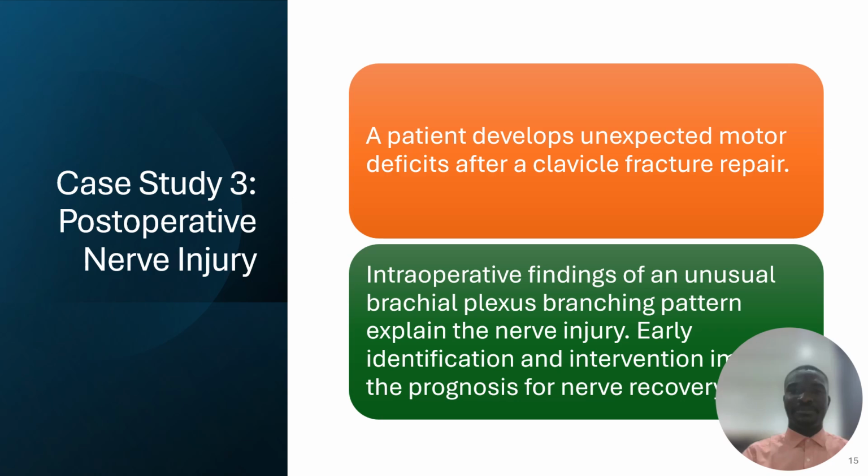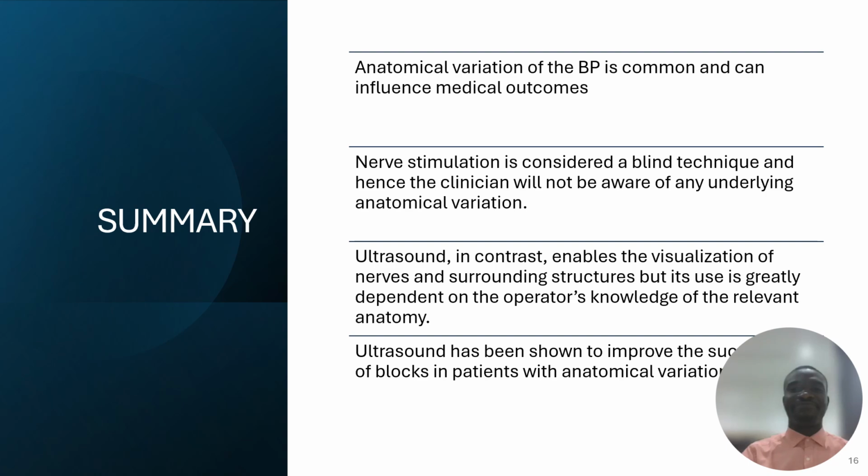Now, another case study, a patient develops unexpected motor deficit after a clavicle fracture repair. Intraoperative findings of an unusual brachial plexus branch pattern explain this particular nerve injury. And early identification of this also will be able to help with the prognosis for that particular recovery. Now, how do we summarize all of this?